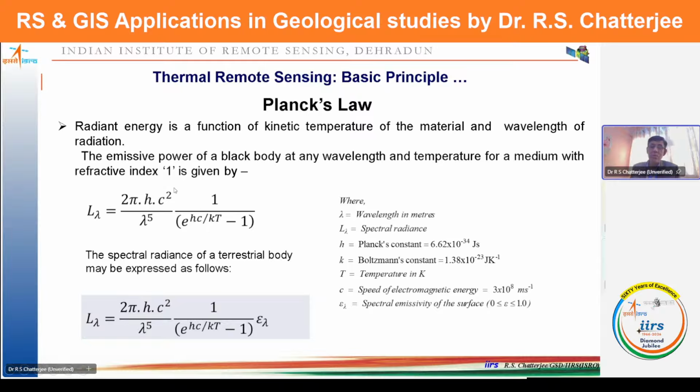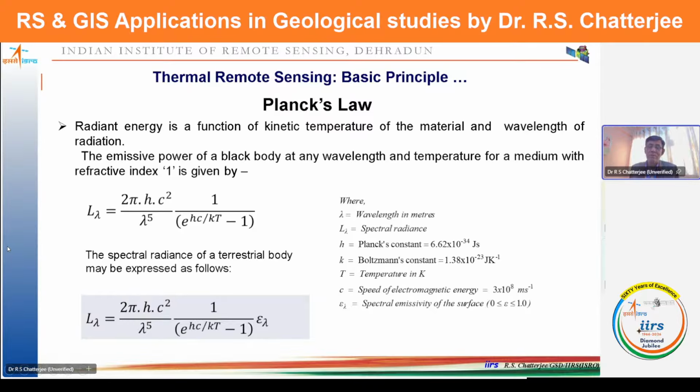The rest are all known to us. There's pi, h, the Planck's constant, c, the speed of electromagnetic radiation, and k, the Boltzmann constant. So this is the relationship. It's very, very important. So if you can sense from the satellite or from the aircraft how much thermal radiation happens, if you can receive that, and if you know the wavelength where the maximum radiation takes place, then you can easily get the temperature by this relationship.